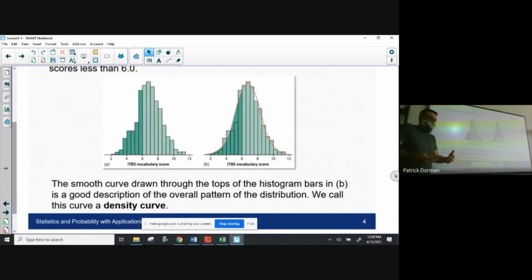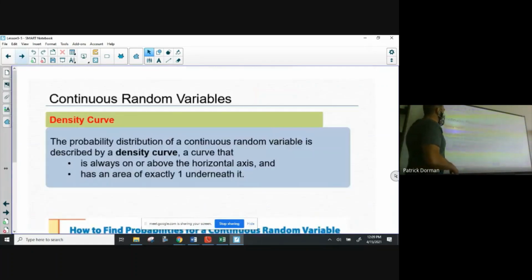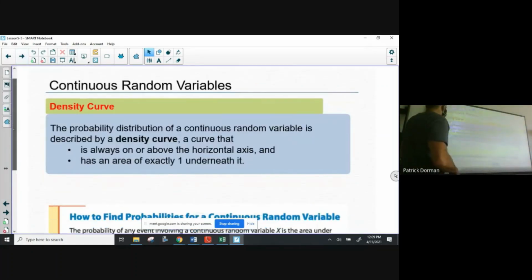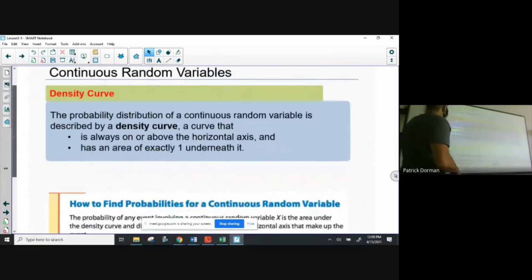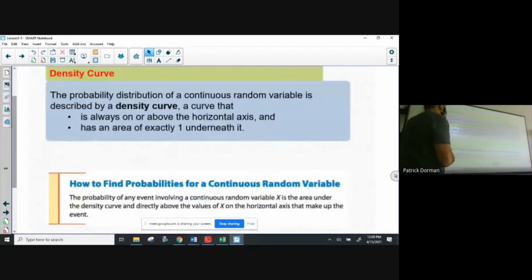We'll have some things that you need to write down here in a minute. How about writing? There you go. So a density curve has 2 rules, okay? It's always above the horizontal axis and it has an area of exactly 1. It doesn't even have to be a curve. We'll look at a couple of uniform distributions that don't have a curve. They're still a continuous probability distribution.